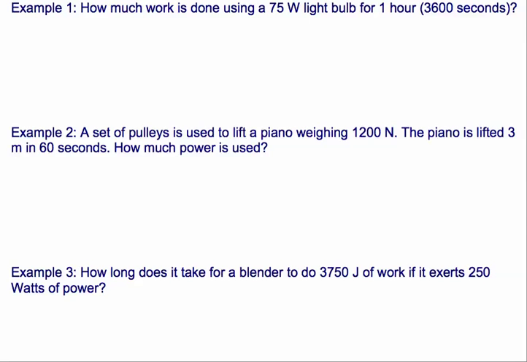Let's do some practice with the power equation. First thing is always to write down what we know. And in example 1, we have how much work is done, so we're solving for work, using a 75 watt light bulb for 1 hour. So 75 watts is our power.